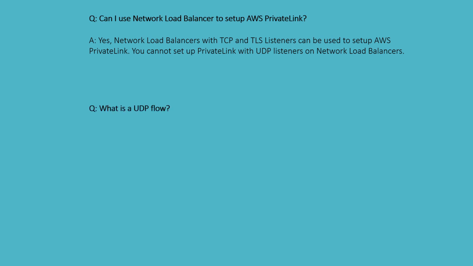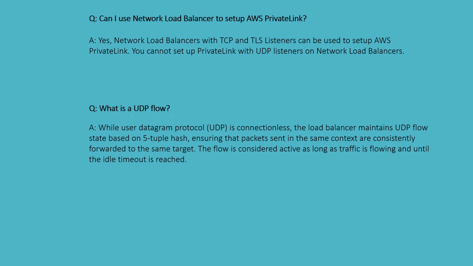What is UDP? While User Datagram Protocol is connectionless, the load balancer maintains UDP flow state based on the 5-tuple hash, ensuring that packets sent in the same context are consistently forwarded to the same target. The flow is considered active as long as traffic is flowing, until the idle timeout is reached.